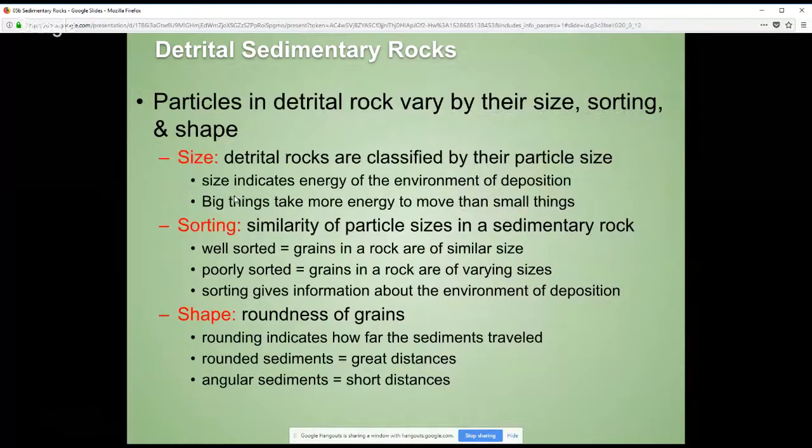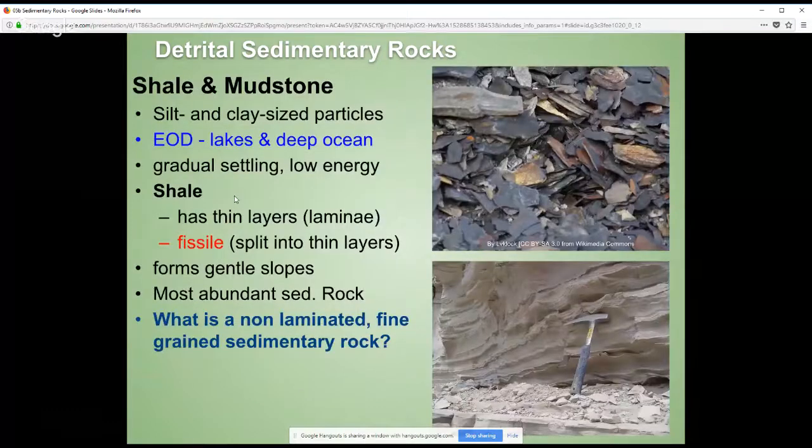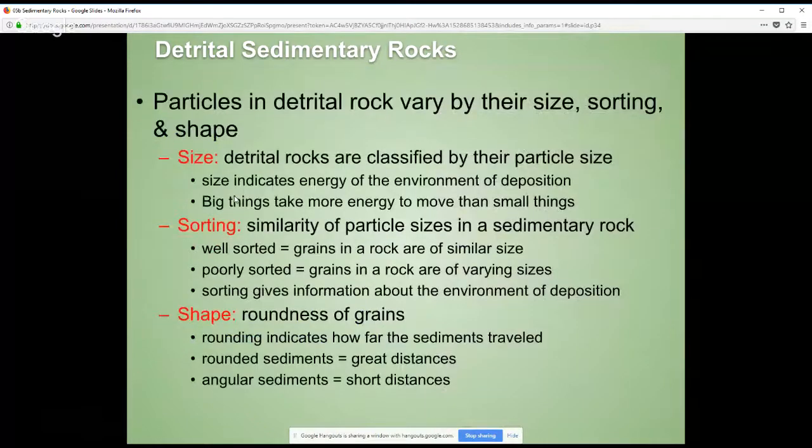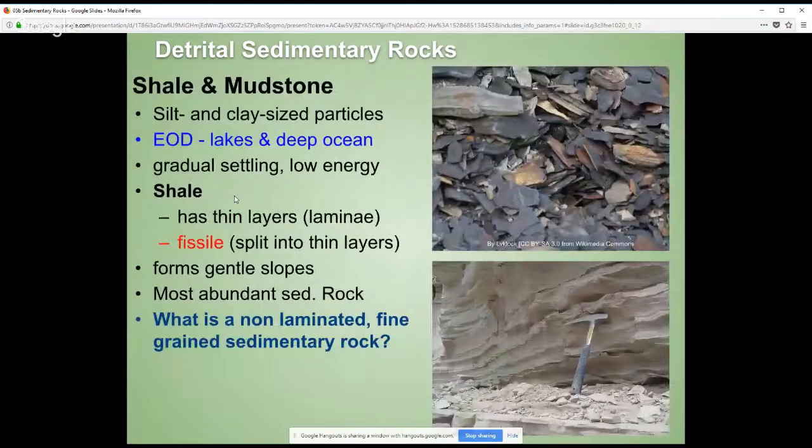And that is it for detrital sedimentary rocks. And we'll get more into chemical sedimentary rocks in the next lecture.